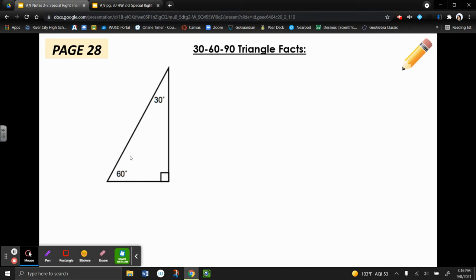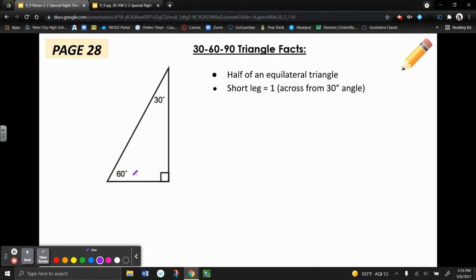Now let's talk about 30-60-90s, because this is a special type of triangle that we're going to use to solve for missing side lengths of other 30-60-90 triangles. A 30-60-90 triangle is half of an equilateral triangle. Its short leg, and remember these are the legs right here, its short leg, which is this one, is equal to 1. And this is across from the 30-degree angle.